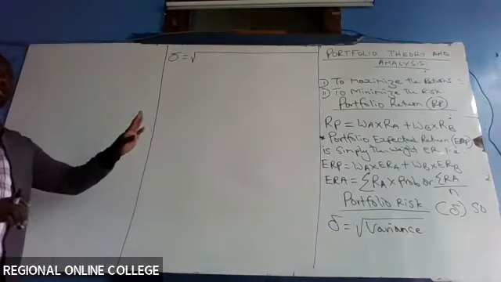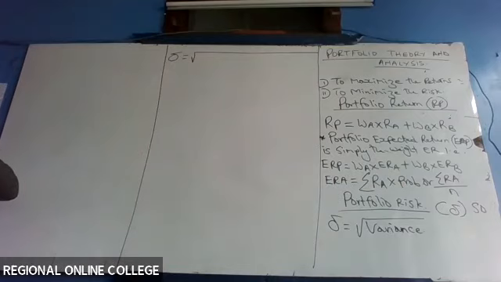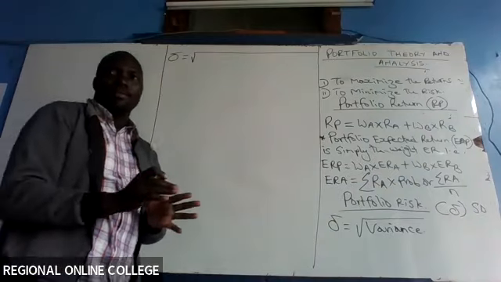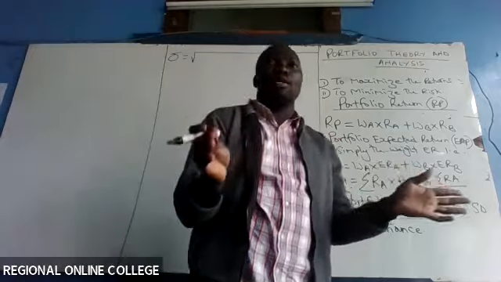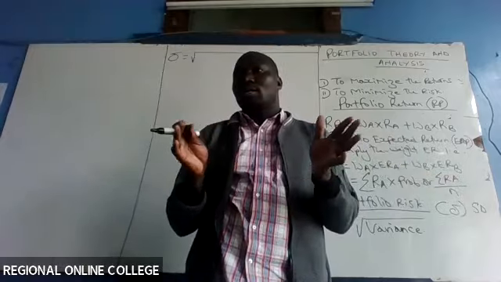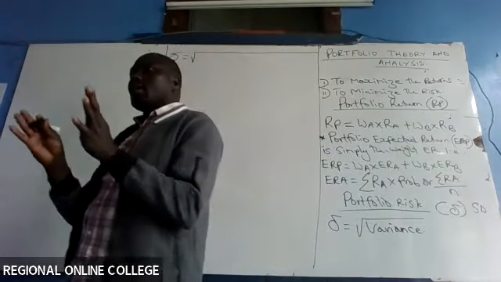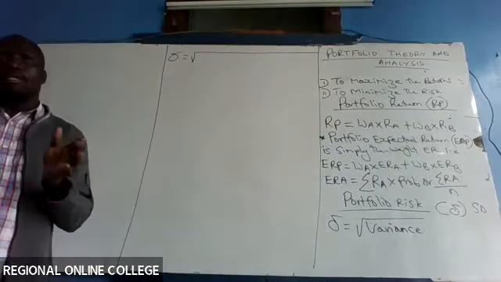Remember the portfolio has two assets, asset A and asset B. Now we are simply bringing together the risk. We are bringing together the standard deviation of A and B by using their weights: the weight of A, weight of B, and the standard deviation of A and the standard deviation of B combined together.